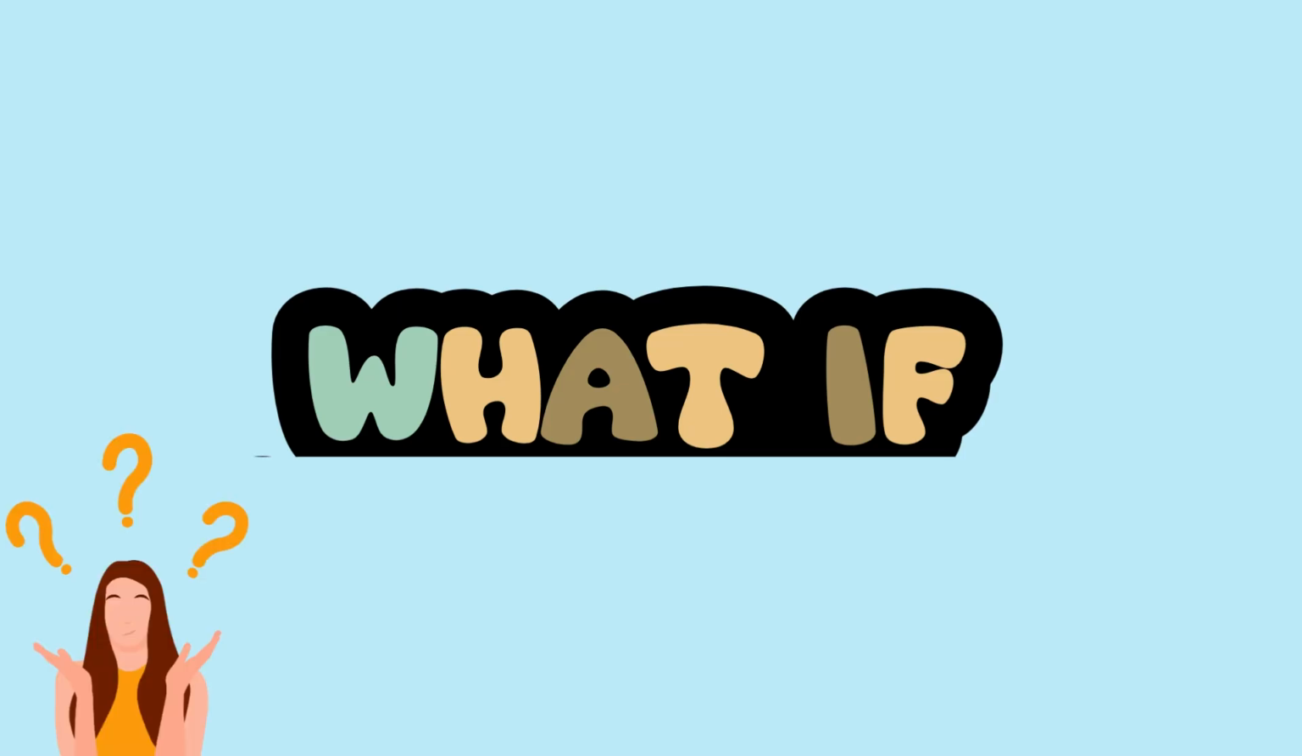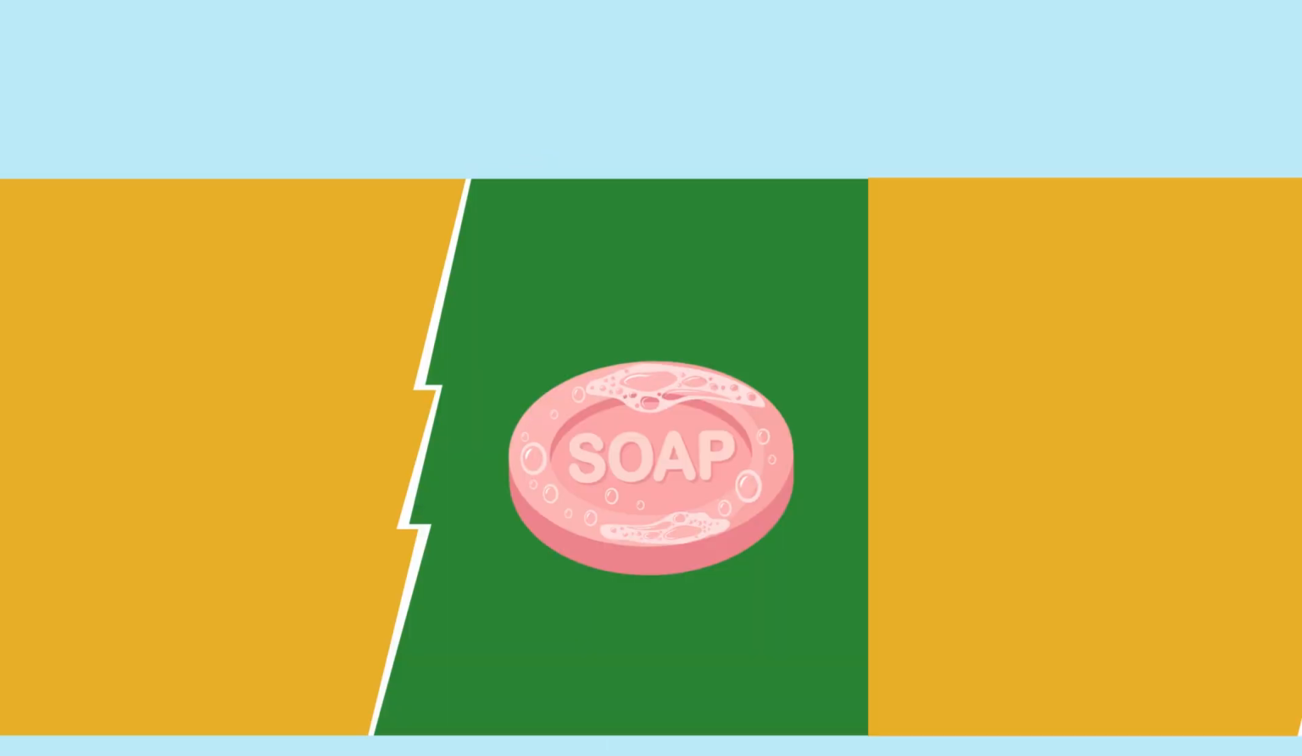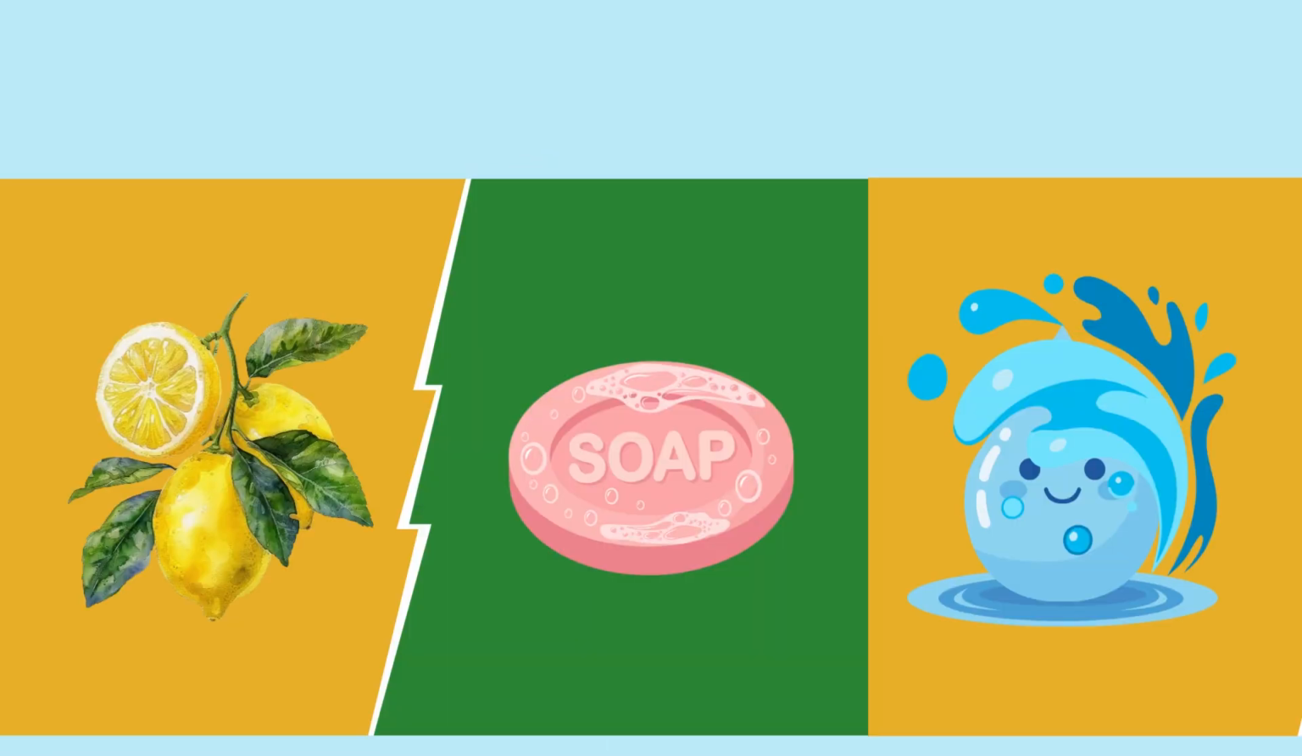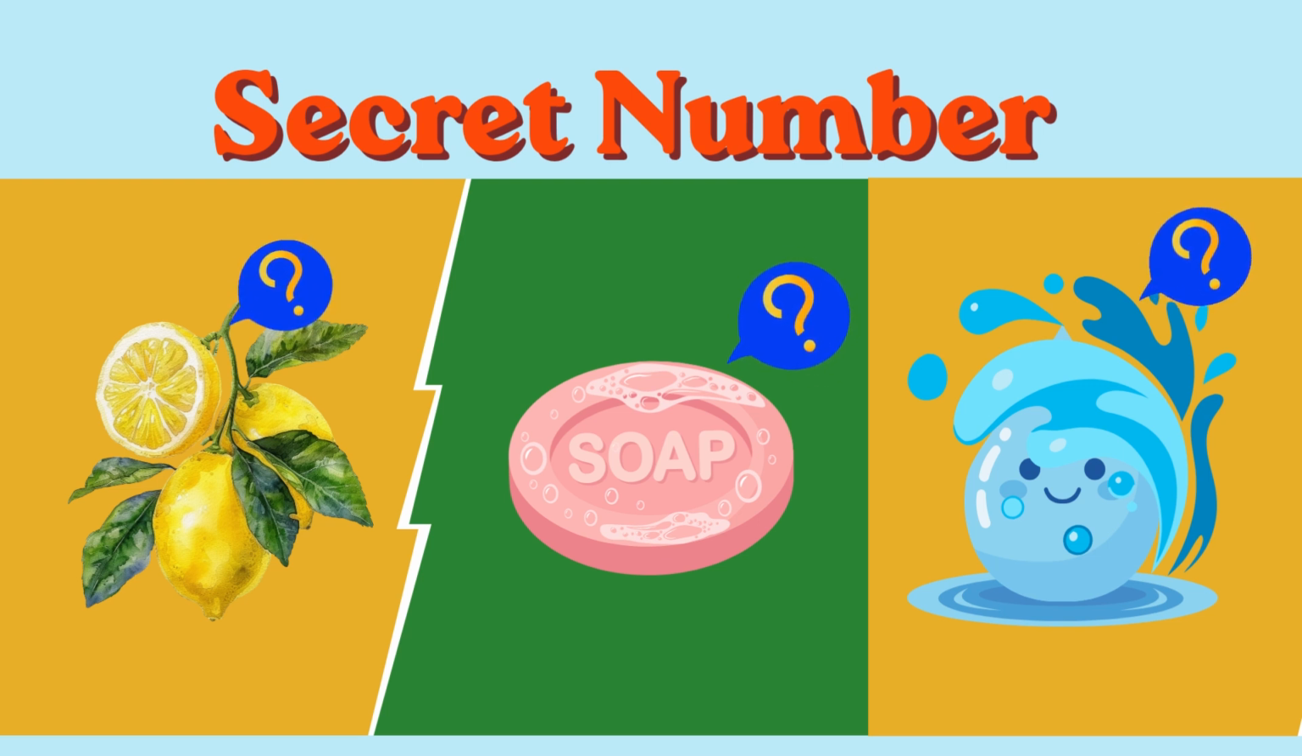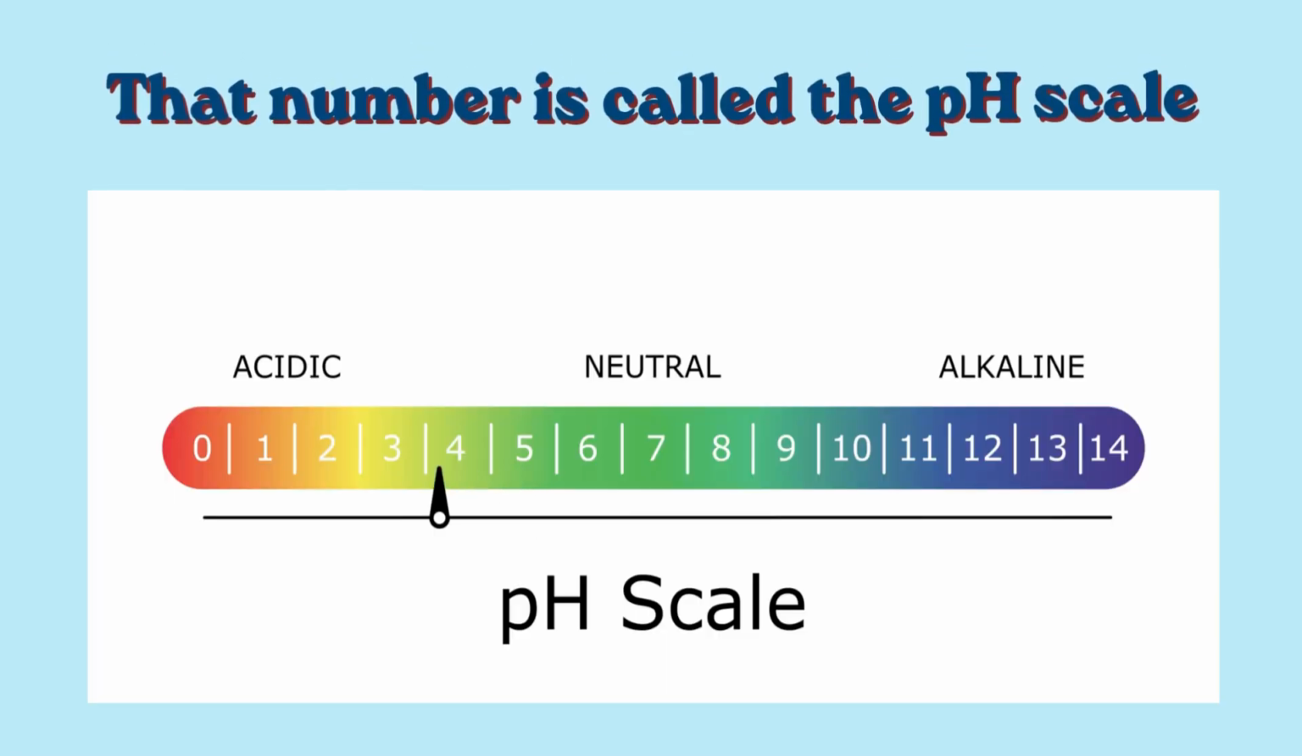What if I told you your stomach acid, soap, lemon juice, and even water all have their own secret number? That number is called the pH scale.